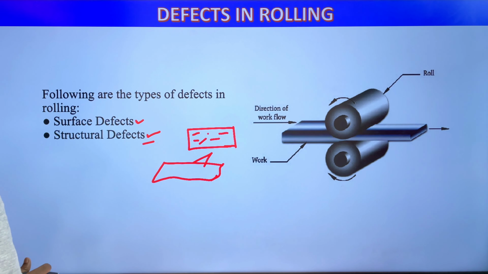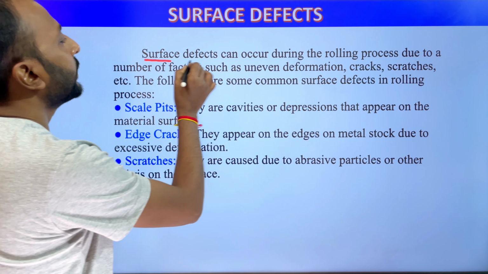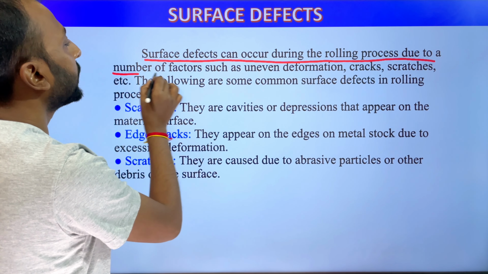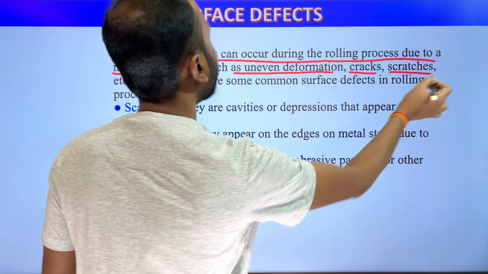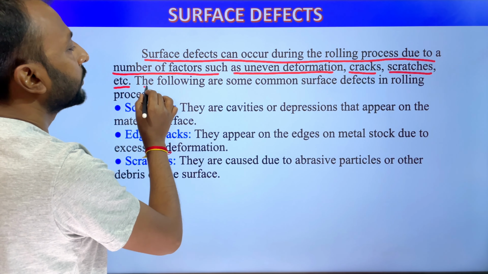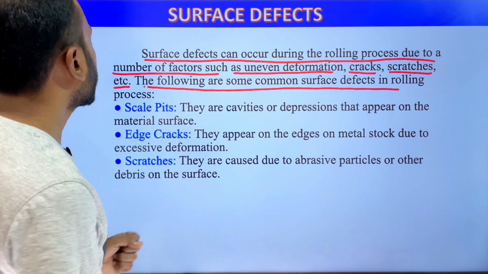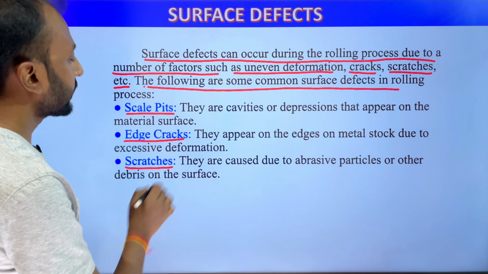So let's first discuss surface defects. Surface defects can occur during the rolling process due to a number of factors such as uneven deformation, cracks, scratches, etc. The following are some common surface defects in the rolling process. Some common surface defects are scale pits, edge cracks and scratches.